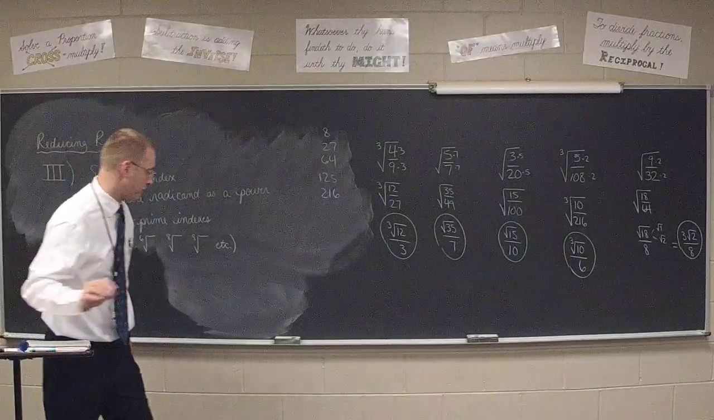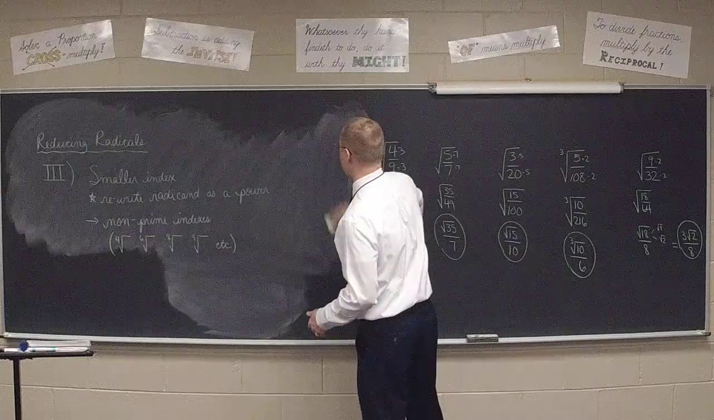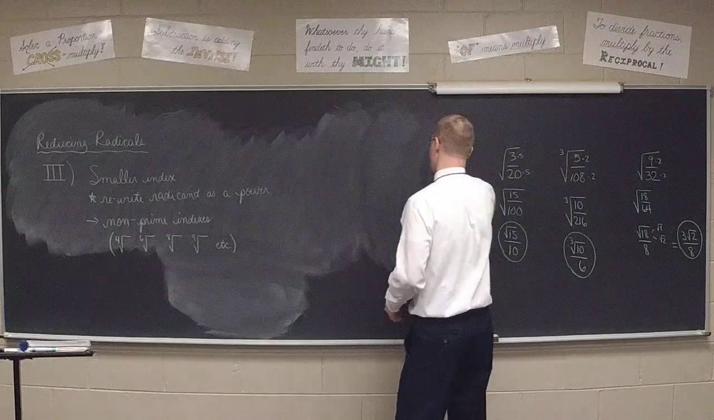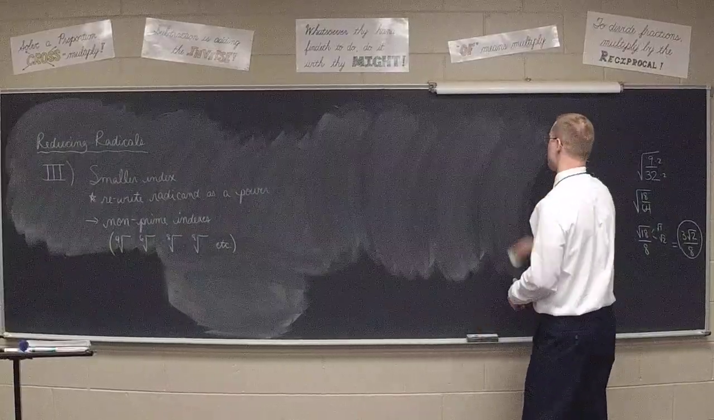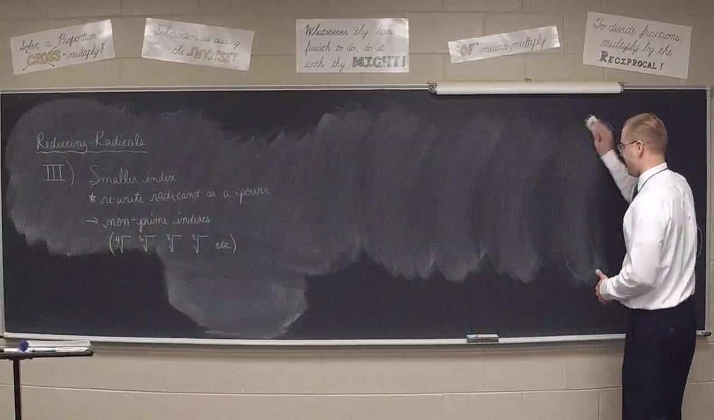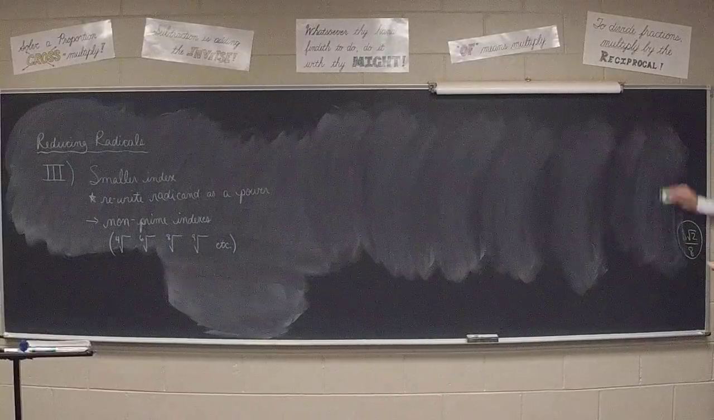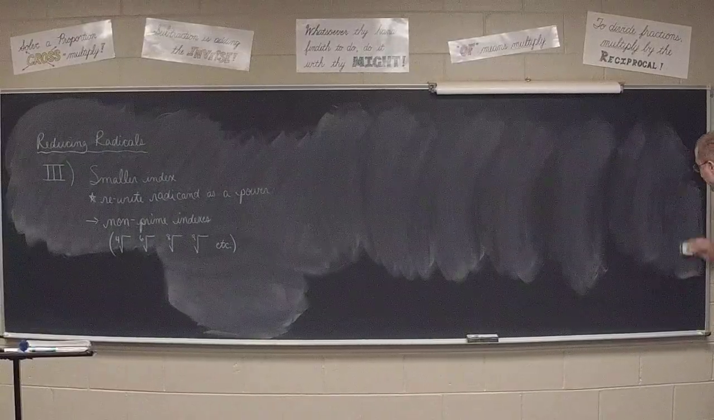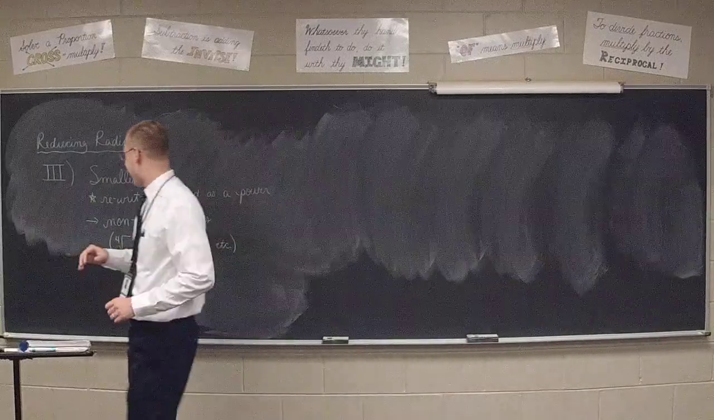All right, well, let's take a look at our final method of reducing radicals. Check your notes, make sure you've got this down, that we want a smaller index as our third means of simplifying or reducing radicals. And so the key is to rewrite the radicand as a power. I believe I gave that to you in your notes yesterday. Check to make sure you've got it.